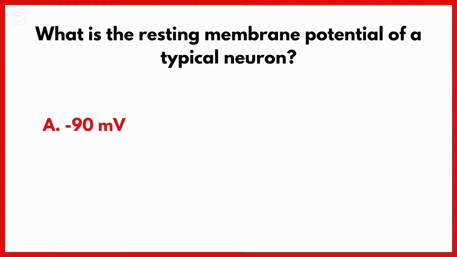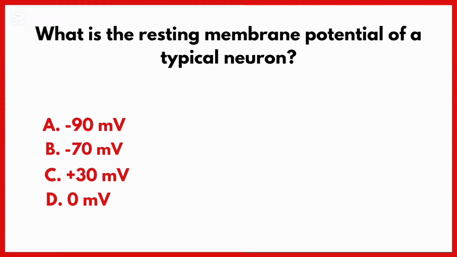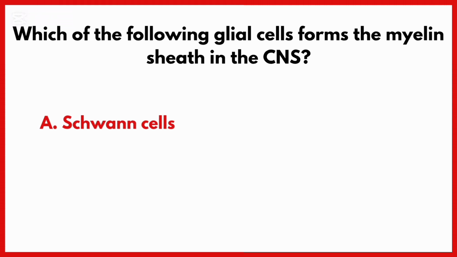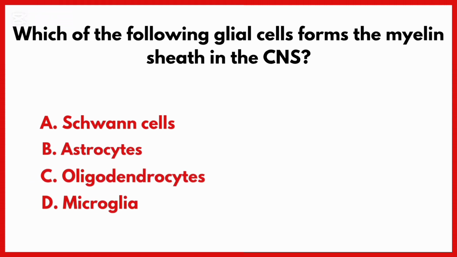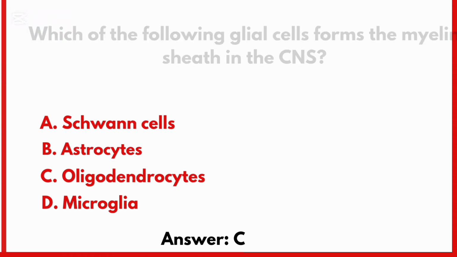What is the resting membrane potential of a typical neuron? Correct answer is option B, -70. Which of the following glial cells forms the myelin sheath in the CNS? Correct answer is option C, oligodendrocytes.